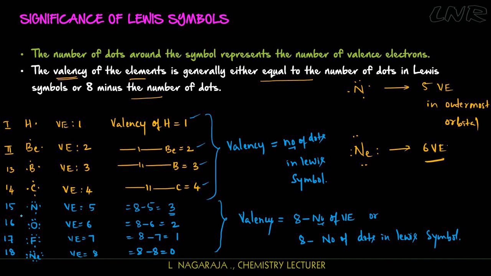Like that, the 15th group elements also have valency 3. That is, the combining capacity of the nitrogen family is 3 and the combining capacity of the oxygen family is 2. That is, oxygen can form 2 bonds and fluorine can form 1 bond. The combining capacity of the fluorine atom is 1. Like that, the combining capacity of the noble gases is 0.